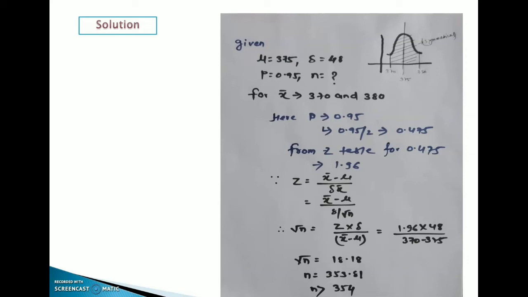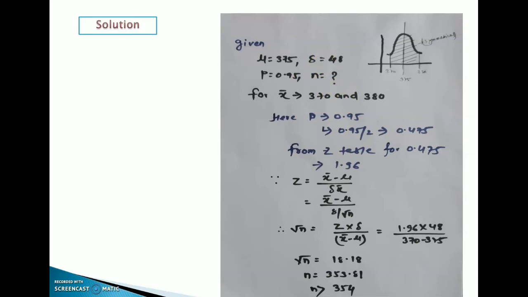For the sample mean, x bar is 370 and 380. Just pay attention to the problem again. In a normal distribution with mean 375 and standard deviation 48, how large a sample must be taken? So here we have to find the size of the sample, that is small n. We have been given mu equal to 375, sigma 48, probability 0.95 and x bar 370 and 380, and we have to find n.